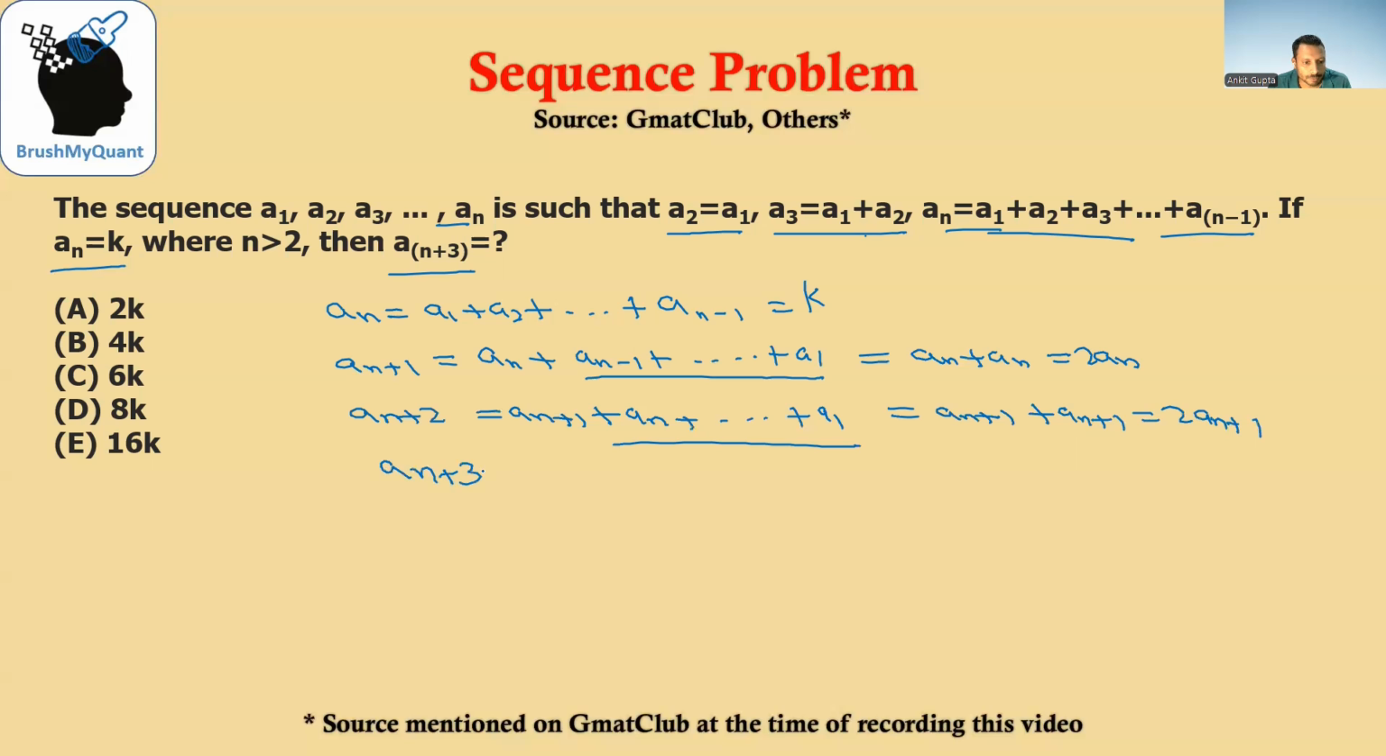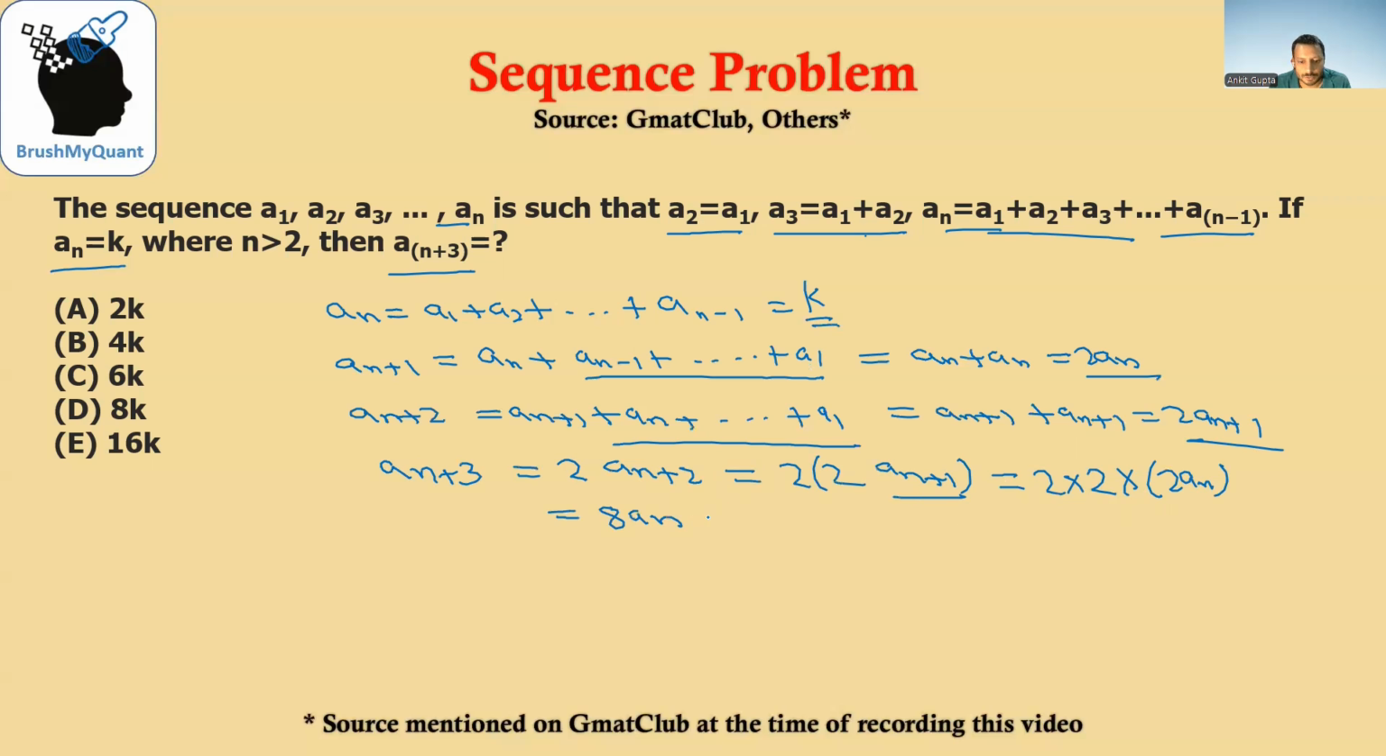Similarly, we can say that A(n+3) is equal to 2 times A(n+2). So this is equal to 2 times 2 times A(n+1), which is equal to 2 times 2 times 2 times An, or 8 times An, and the An value was equal to k. So that means this is equal to 8 times k, or 8k. So the answer will be option number D.